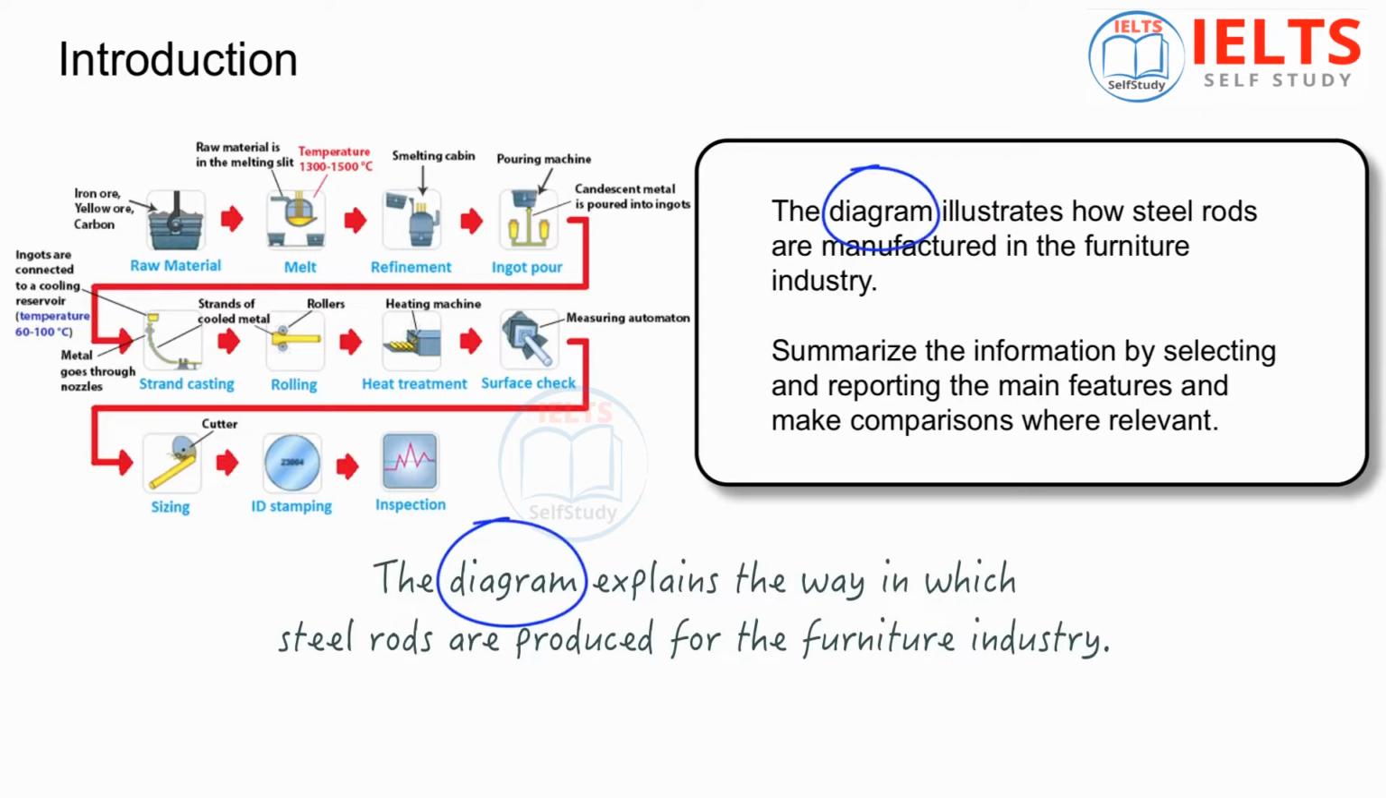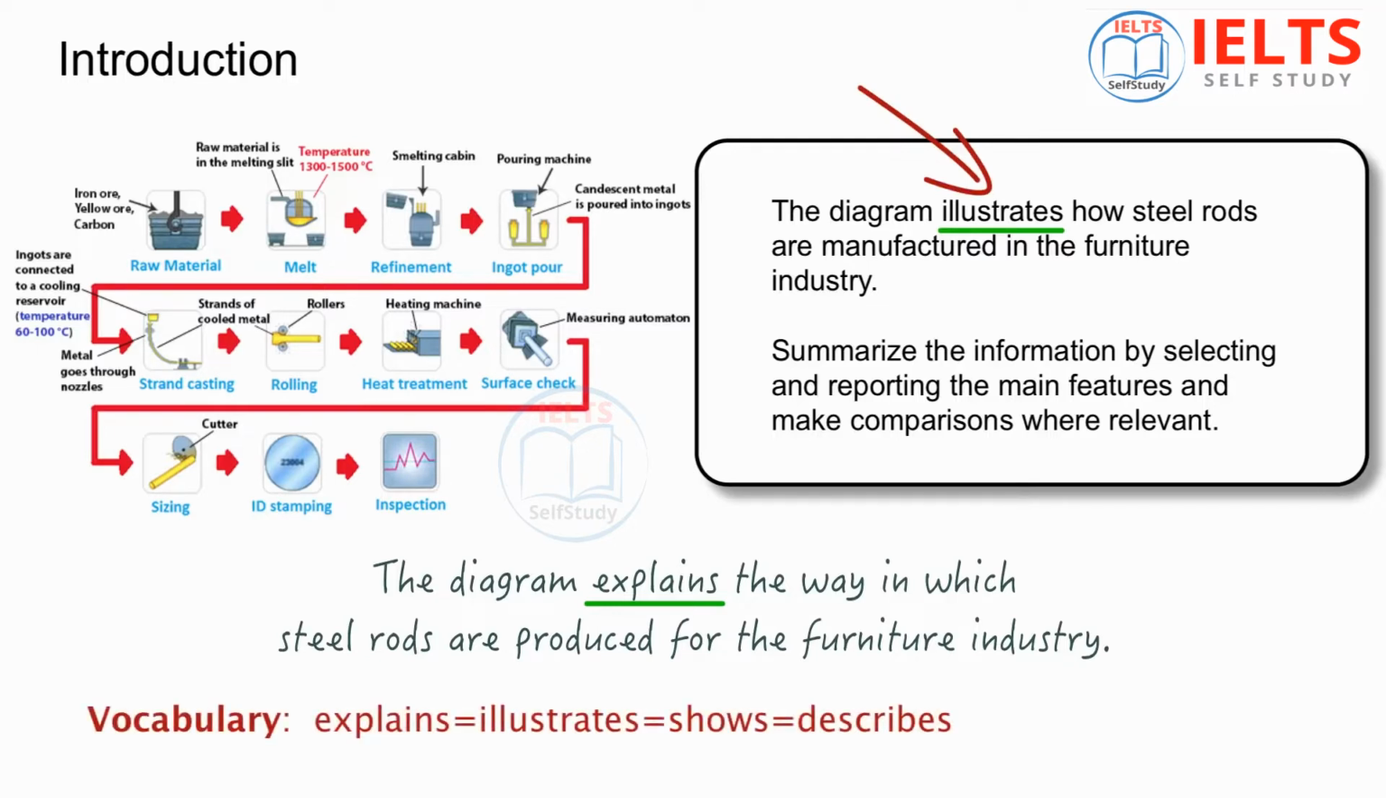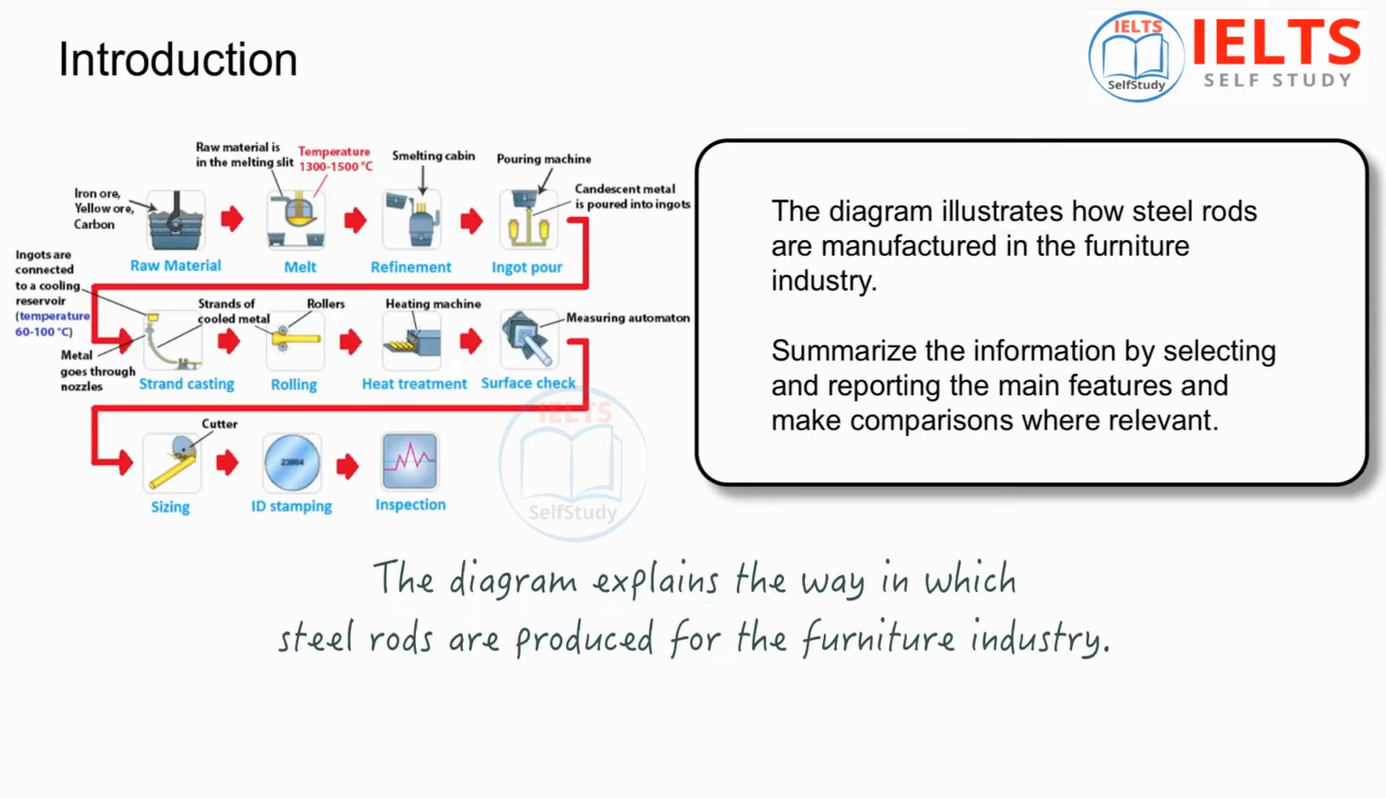As you see, I did not change the word diagram, because a diagram is a diagram. It's not a line graph, it's not a bar chart, it's not a table, so there is no sense in paraphrasing the word diagram. After that comes the verb, and it can always be paraphrased, so it's a very good technique to paraphrase the verb. I used explains instead of illustrates. You could also write shows or describes. These verbs are very good for describing a diagram.